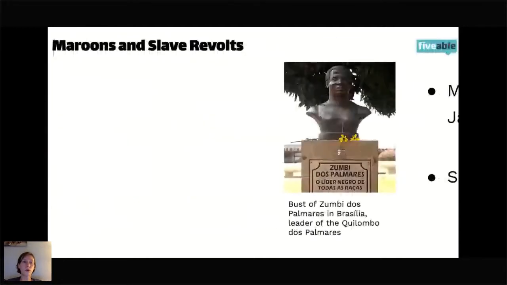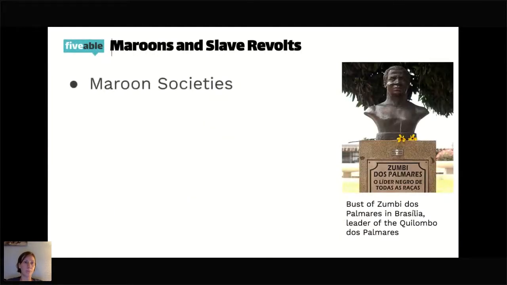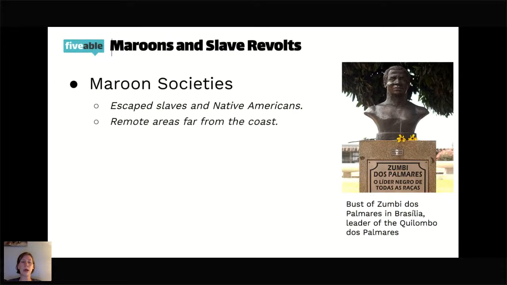So these Maroon societies, remember that these are societies created by escaped slaves and by Native Americans, typically, in order to avoid re-enslavement. Maroon societies would settle and create their communities in really remote areas. So they're going to be far from large urban settlements. They're going to be far from other Europeans, and pretty far from the coast. They're going to be relatively far inland.